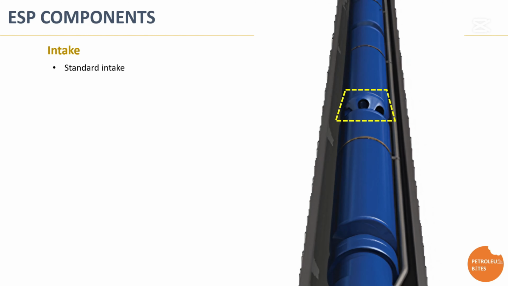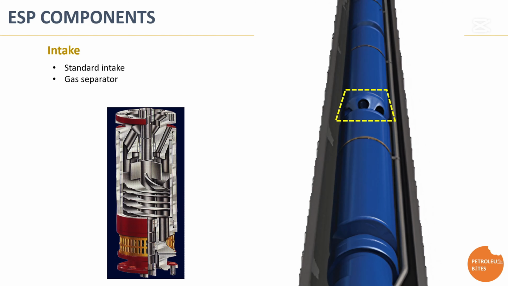Standard intake, a simple open design that allows fluid to flow directly into the pump without any gas or solid separation. It's used in clean wells with low gas-to-liquid ratios. Gas separation intake, equipped with centrifugal separation technology. This intake removes free gas from the fluid stream before it enters the pump, preventing gas locking and maintaining stable pump performance in high gas-liquid ratio wells.